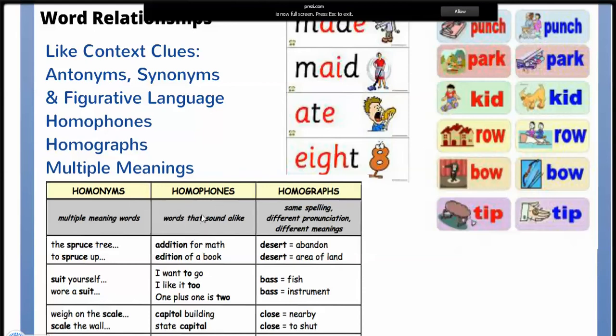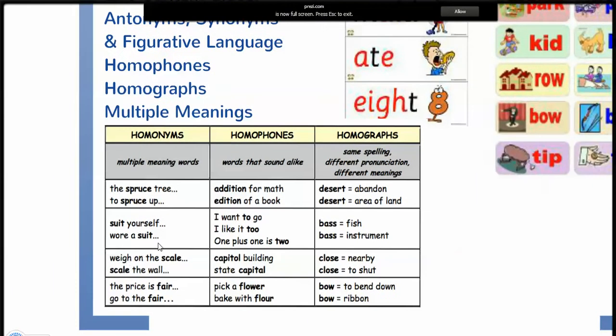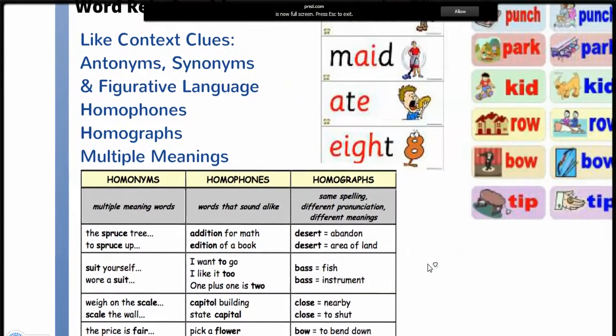Homonyms. So the spruce tree. To spruce up, suit yourself, wore a suit. Okay, then we also have to deal with homographs, which are the same spelling, different pronunciation, different meaning. So to dessert and a desert. So all of these are really, really confusing.